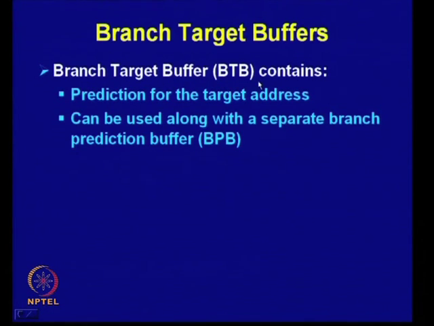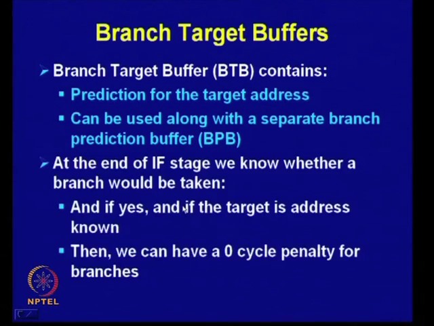So, the branch target buffer contains the prediction for the target address, and can be used along with a separate branch prediction buffer. At the end of the instruction fetch stage we know whether a branch would be taken, and if yes and if the target address is known, then we can have zero cycle penalty for branches, as I have elaborated in detail.